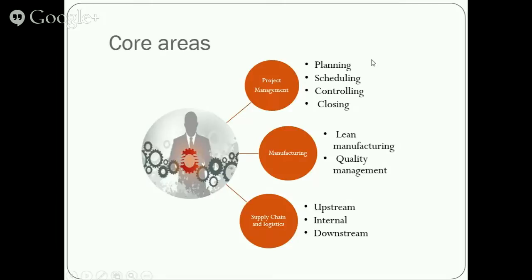Now, coming to the other core area, manufacturing. The manufacturing sector comprises lean manufacturing and quality management. I will be going in depth regarding both these aspects in the other part of the slides. But for now, manufacturing is about producing goods of good quality.